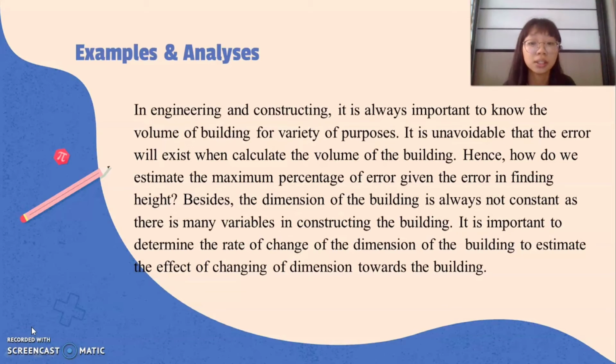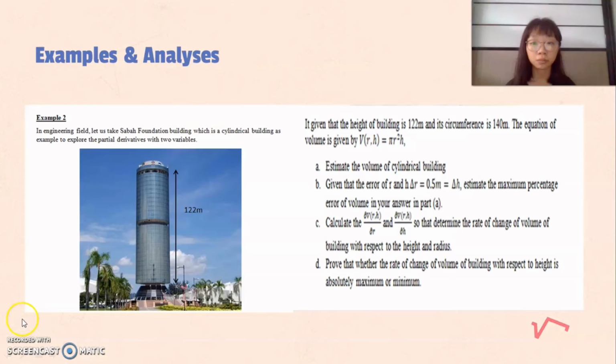Besides, the dimensions of the building are not always constant, as there are many variables in constructing a building. So it's also important to determine the rate of change of the dimensions of the building to estimate the effect of changing dimensions on the building. For example 2, we are given the Sabah Foundation building, which is a cylindrical building, to explore partial derivatives with two variables.